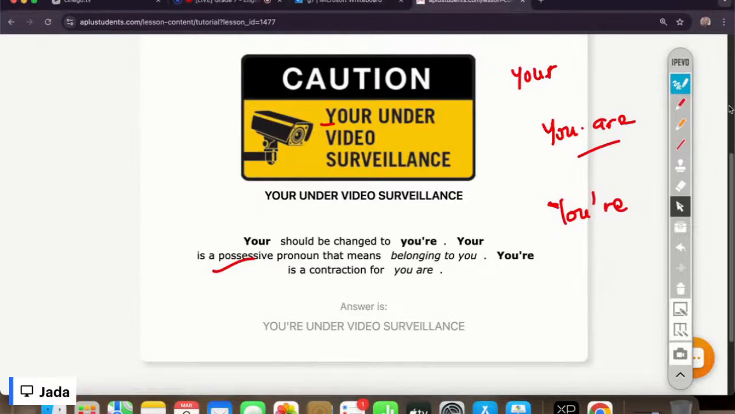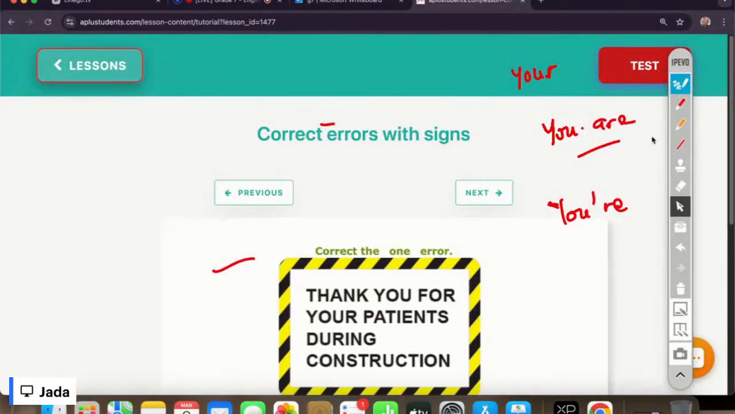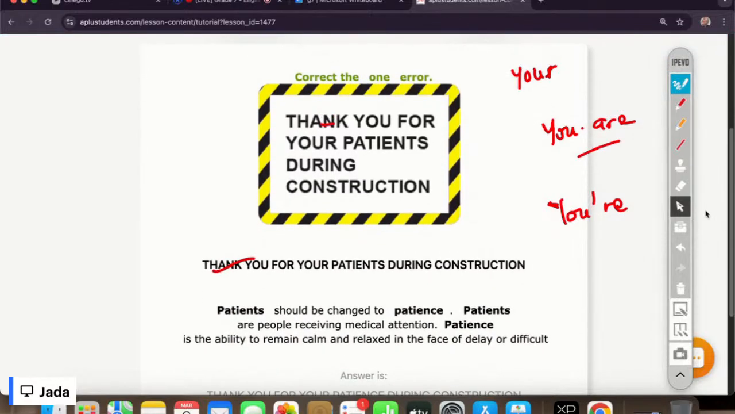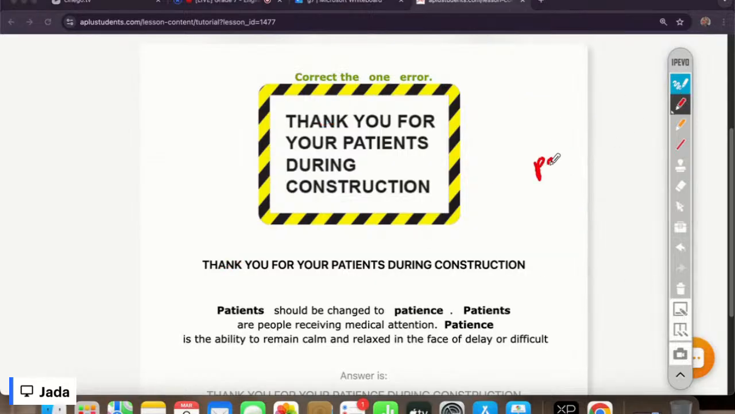Okay, so let's look at another one here. We have thank you for your patients during construction. Now, what is the error here? We have patients. If there's something wrong here, you can tell that patients is the wrong one. Why? Because patients should be changed to patience, okay?